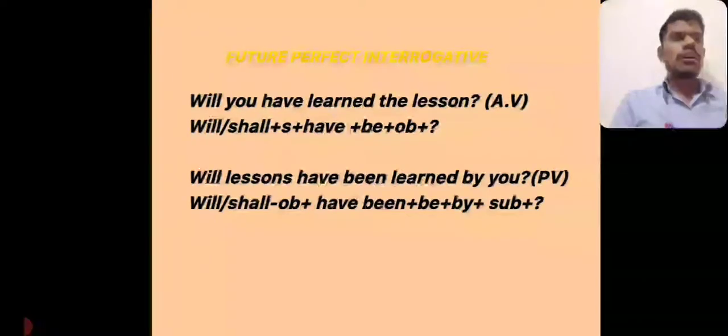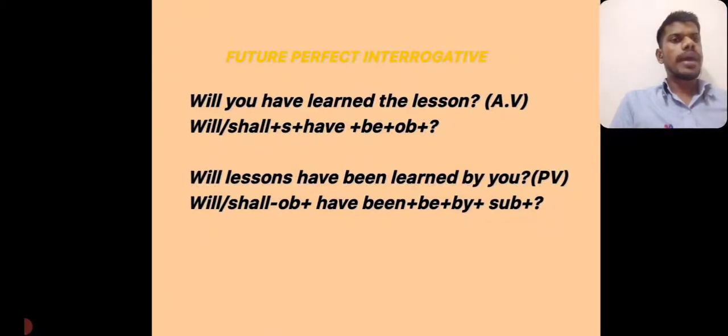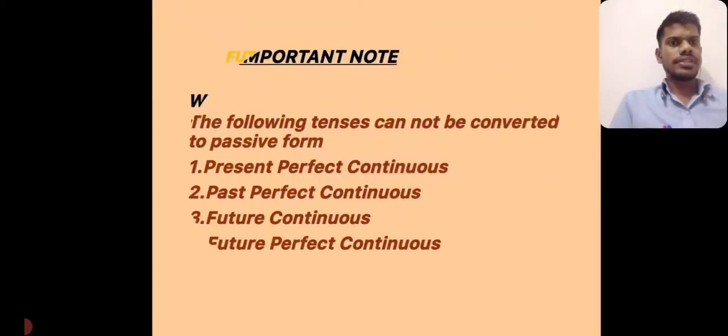Will you have learned the lesson? Active voice. How to convert? First we have to use will plus the object lesson, then have been, then followed by V3, then the preposition by, then you will remain as you in the passive form. So here the subject, if you are using you, will remain as it is in the passive form. You becomes you in the passive too. So this is the example for the future perfect interrogative sentence.